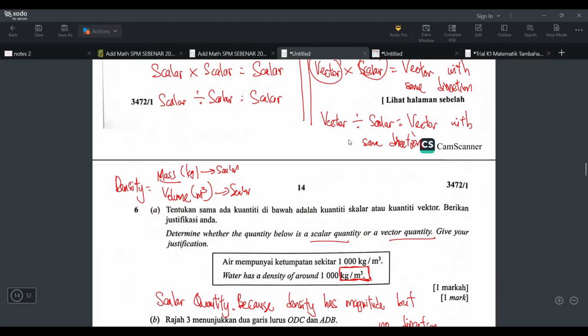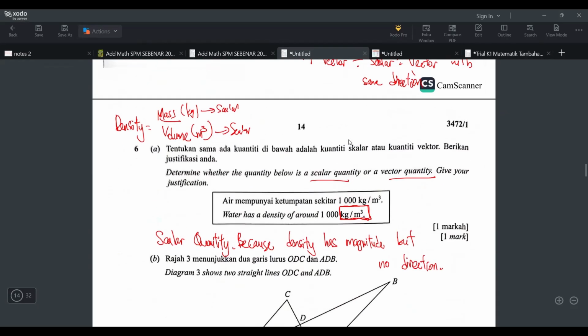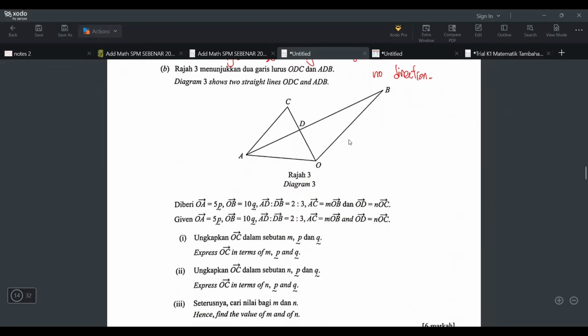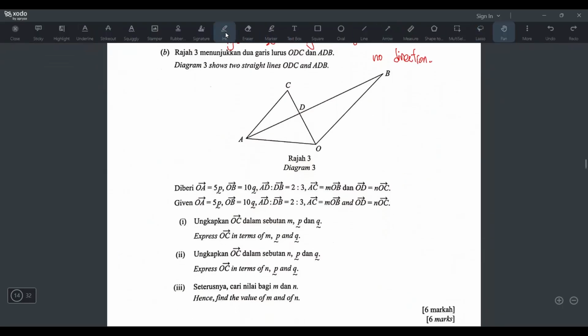It's worth explaining it to you. So hopefully after this video, you'll be good at knowing which is scalar and which is vector. Okay, let's do B. Soalan B. This is a vector question.